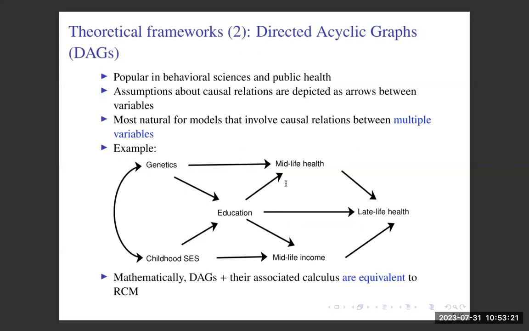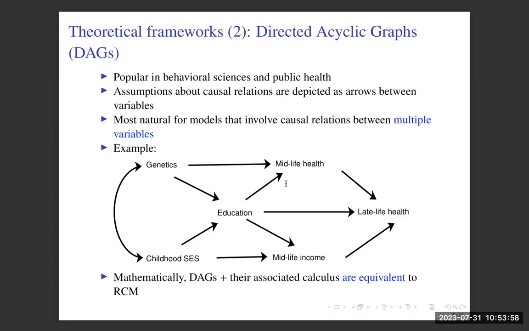Now, the other common theoretical framework for thinking about causality is directed acyclic graphs, or DAGs. Like Lindsay already showed you some of them. These are popular in behavioral sciences and public health. And in this framework, assumptions about causal relations are depicted as arrows between variables. And this is most natural if you have a model in mind that involves the causal relations between multiple variables.